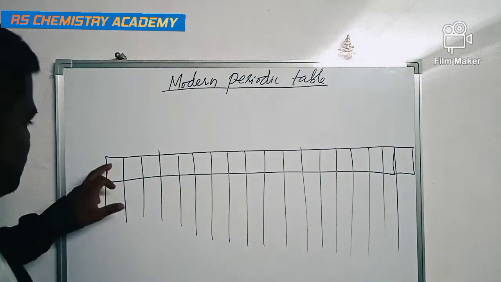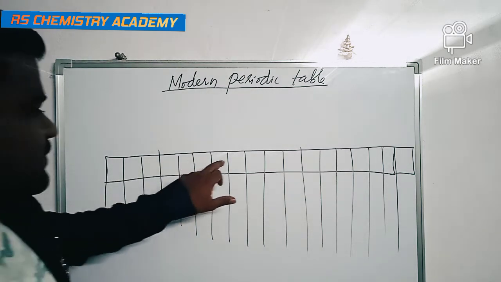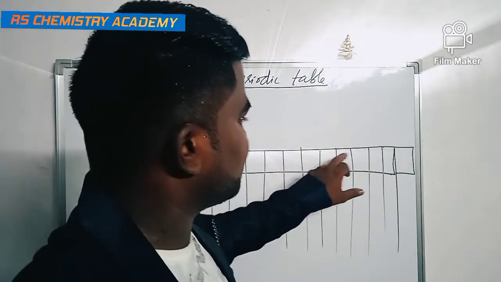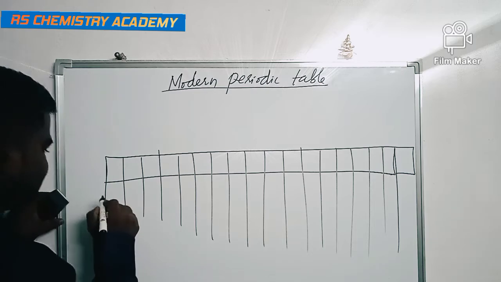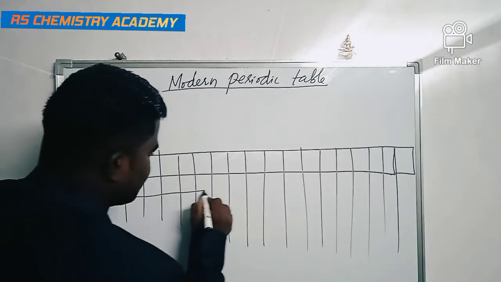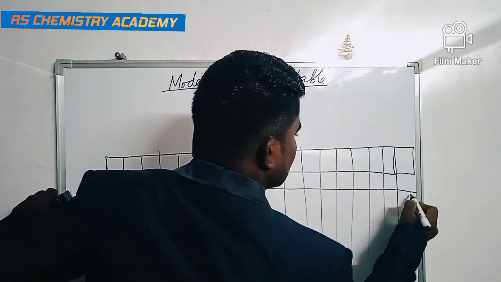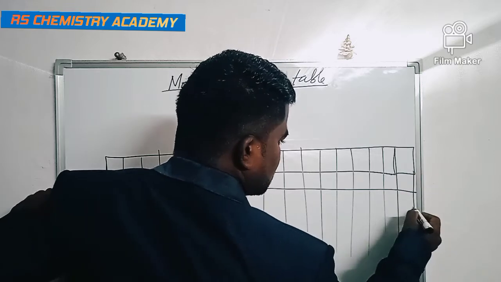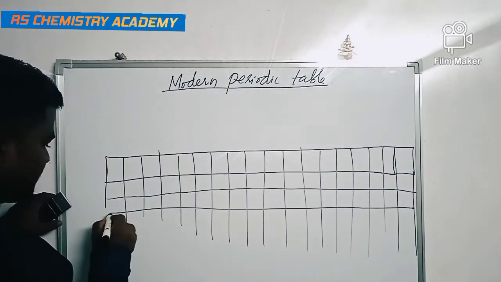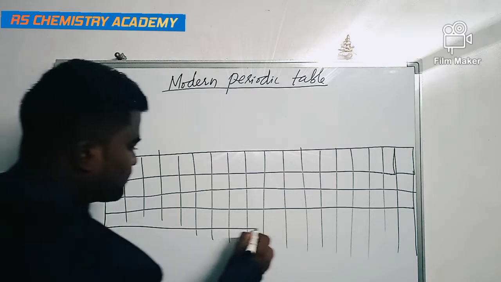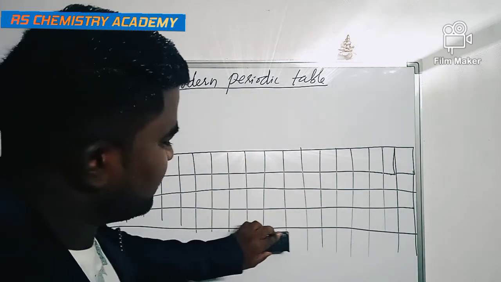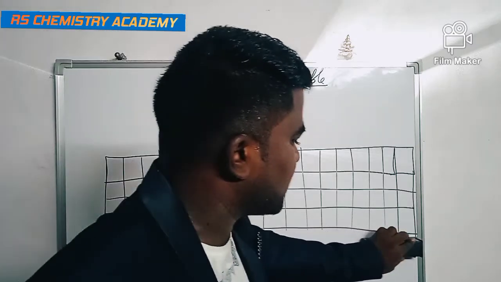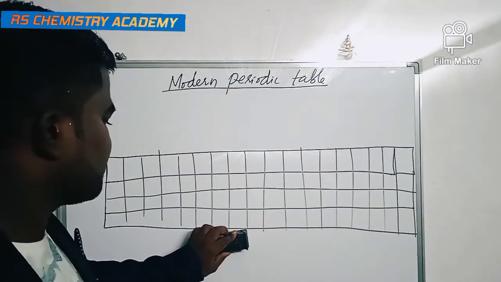Eighteen: 1, 2, 3, 4, 5, 6, 7, 8, 9, 10, 11, 12, 13, 14, 15, 16, 17, 18. Like that, we have to draw 4 columns. One column completed. The second column, 2, 3, and 4. Like this, we have to draw 18 boxes in 4 columns. This is step 1.